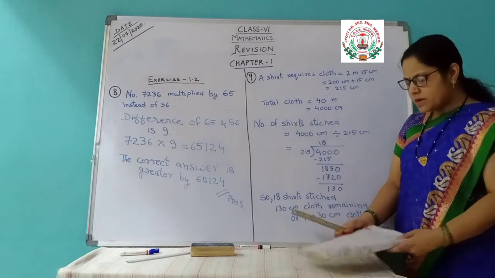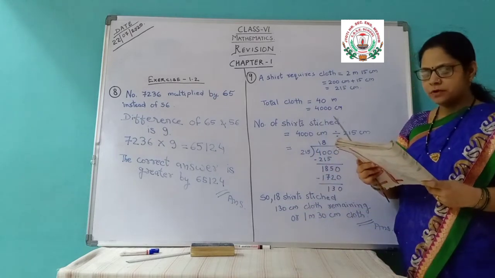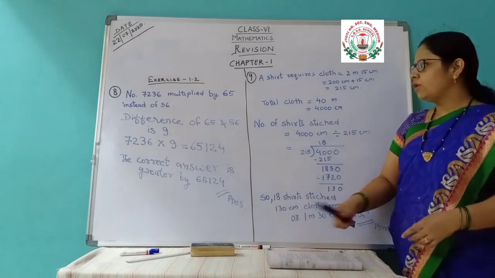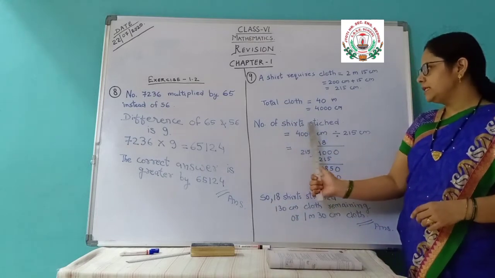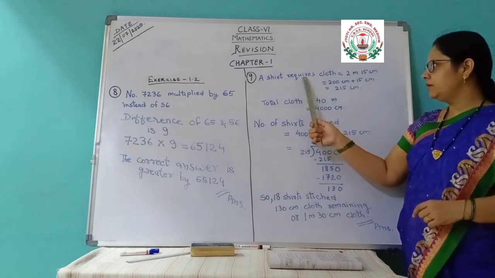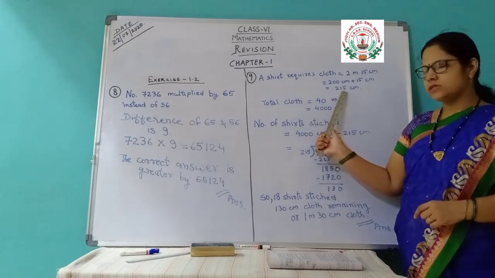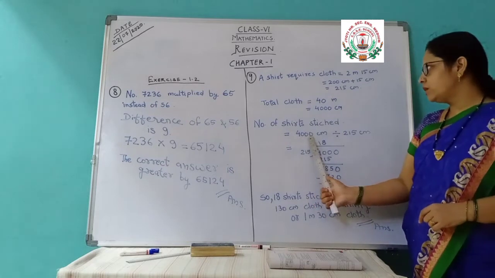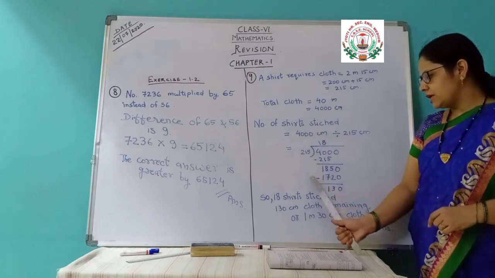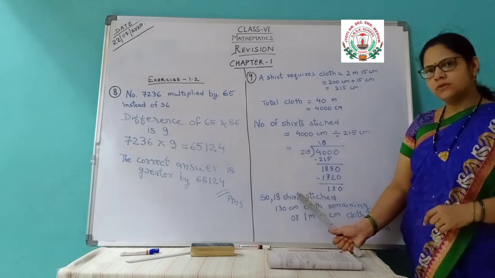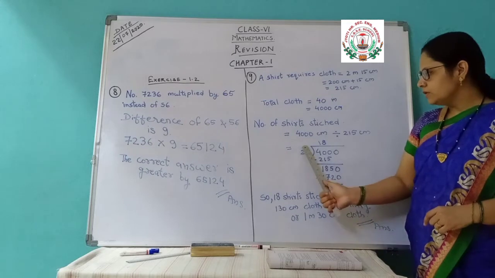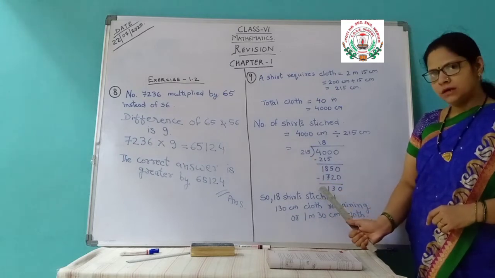Now how many shirts are stitched and how much cloth will remain? So how will you find out? The number of shirts stitched: you get it by dividing the total cloth by the cloth required for one shirt. So we are dividing 4000 by 215. I have shown this division here. You can also do the division yourself. You have studied it from class 3 onwards. So in this way you are doing the division.